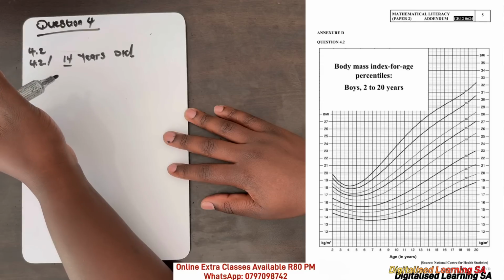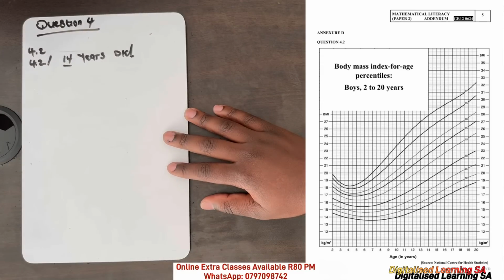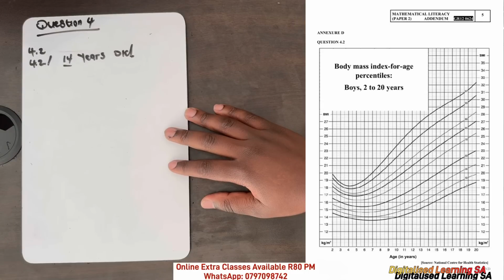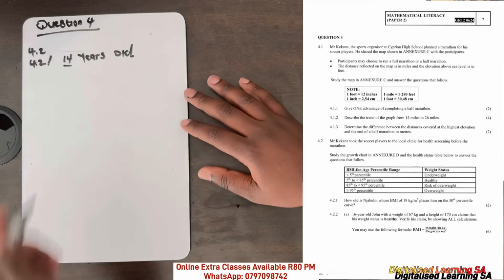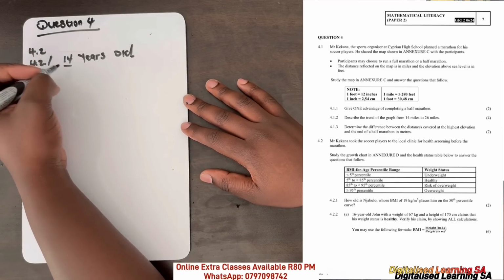So we need to see where the 19 kilogram per meter squared is meeting the 50th percentile line. Where they meet, that will be Njabulo's age, and they meet on 14. Remember that our x-axis represents the age. If you check down there, you can see that it is age in years. If you look at age 14, you will see that it's on 19 and the 50th percentile, meaning that Njabulo is 14 years old.